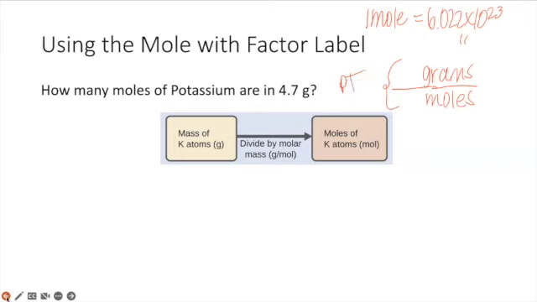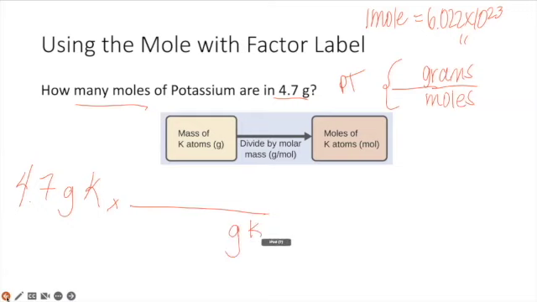So doing this practice problem here, factor labels. Start with what we're given, 4.97 grams of potassium. So it's asking us how many moles. So we want to get out of grams of potassium and into moles of potassium. So we do have a way of doing this. The molar mass, which, like I said, is unique to each element given on the periodic table.